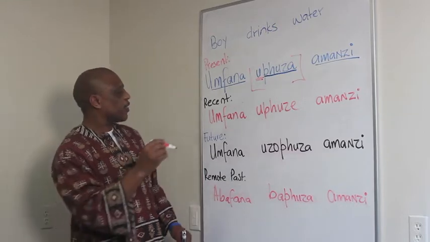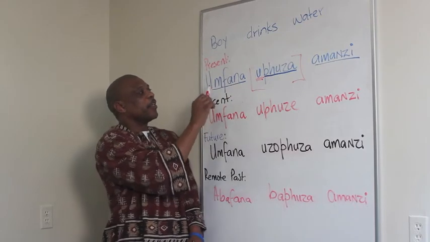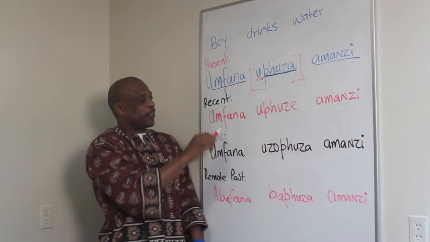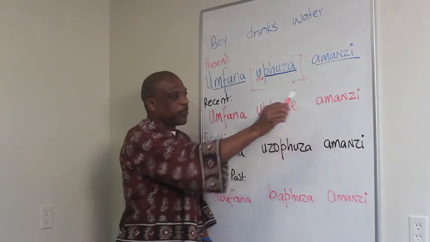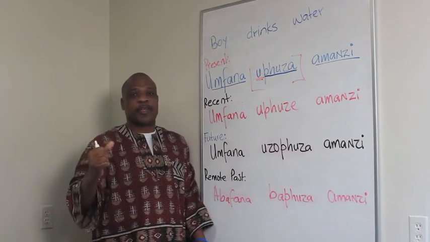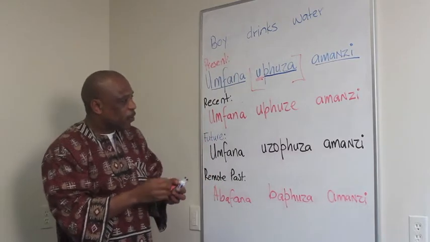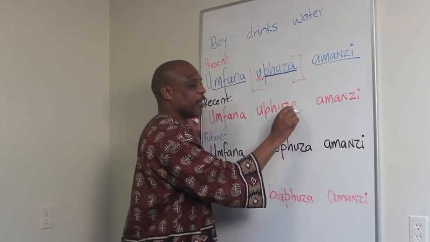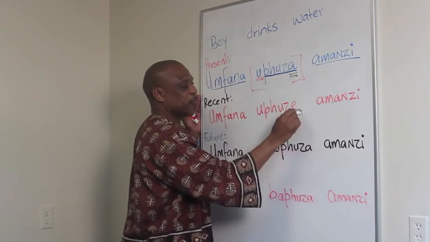Here's the sentence again. It's the same sentence that we said in the present tense, boy drinks water. In this case, it says boy drank water. So it could be yesterday, it could be the last hour, it could be the day before yesterday. Now notice where the change happened. Everything is the same. The only thing that changed is that vowel at the end. It was A, and it was changed into E.